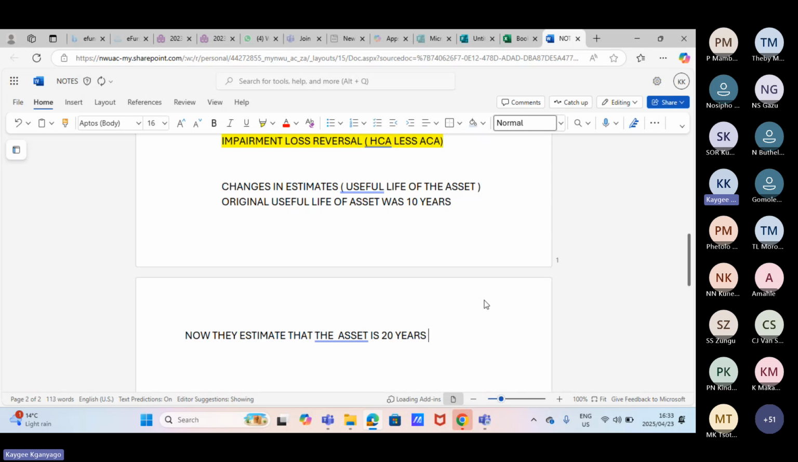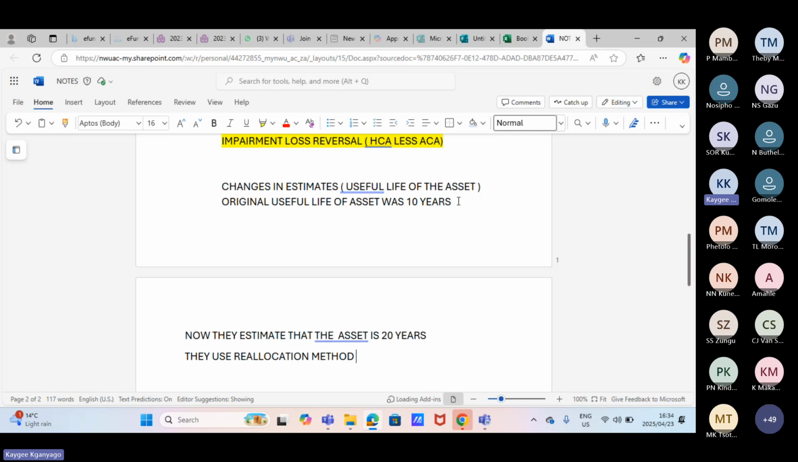And remember, I don't know if you are using different methods, but mostly it's the reallocation method. Are you familiar with that? Okay. And then they say they use the reallocation method. In the reallocation method, let's say this asset was purchased 5 years ago. Remember the original useful life was 10 years. It already depreciated for 5 years here. But now there are changes in estimates.